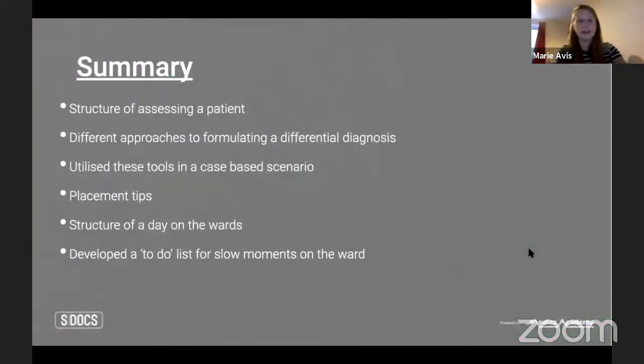So in summary, we've gone through all of these different things in this series. So we've given you hopefully a structure for assessing a patient. We've gone through some approaches to formulating a differential diagnosis, which I hope are useful. We've gone through an example of this in a case. I've given you a couple of tips for placements, a little bit of a structure of how the ward runs, and some things I wish I'd have known, and a bit of a to-do list for slow moments on the ward.